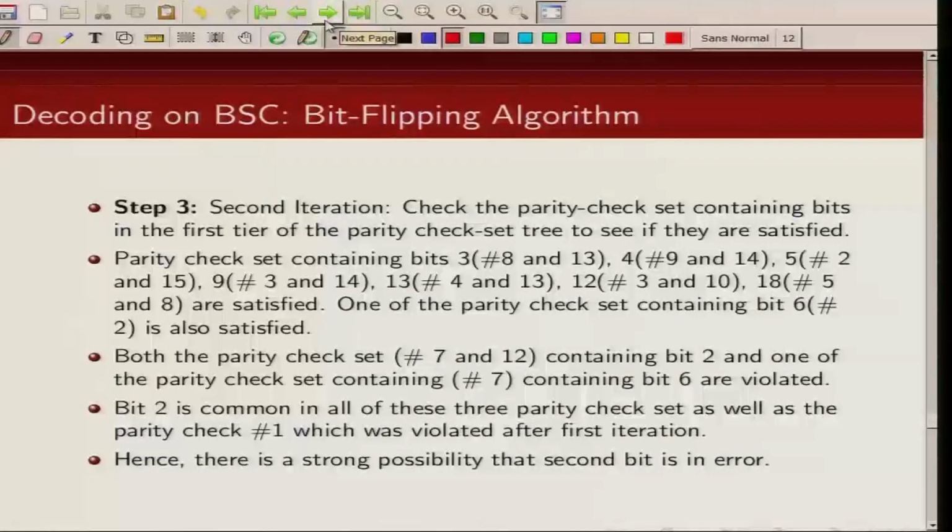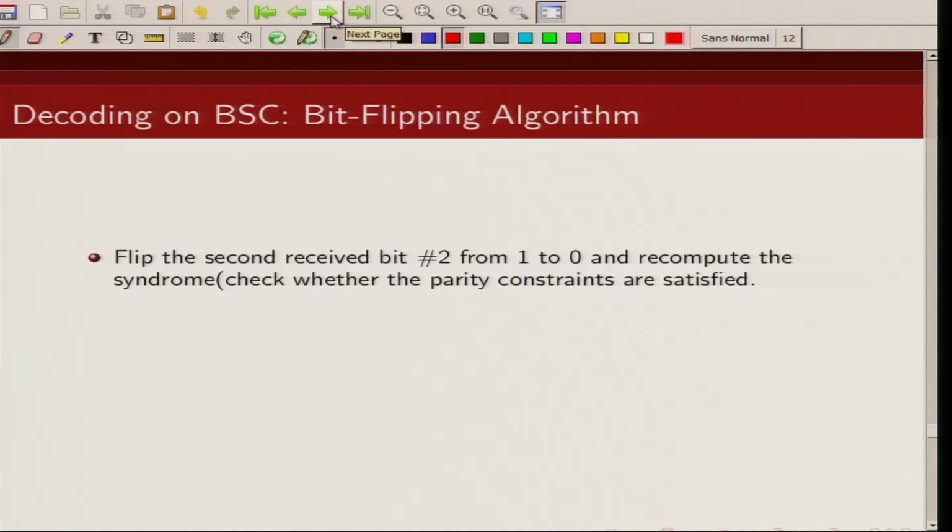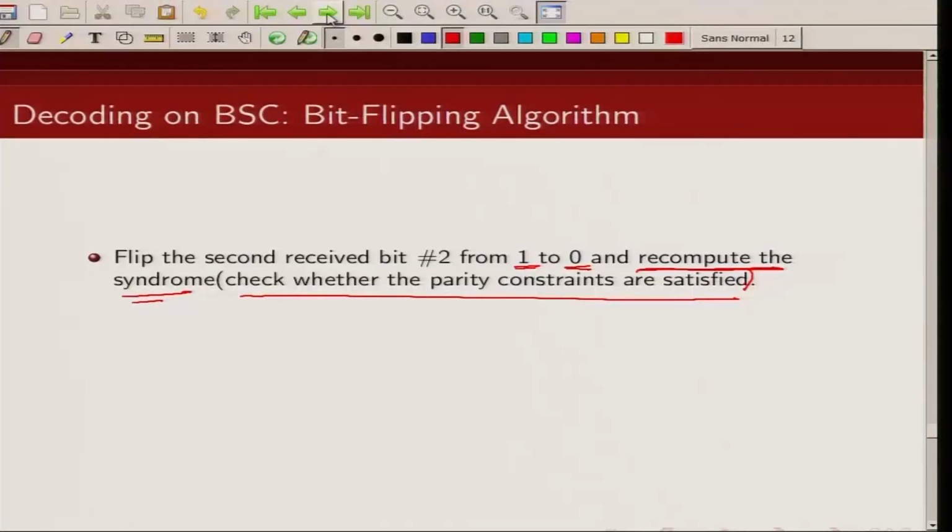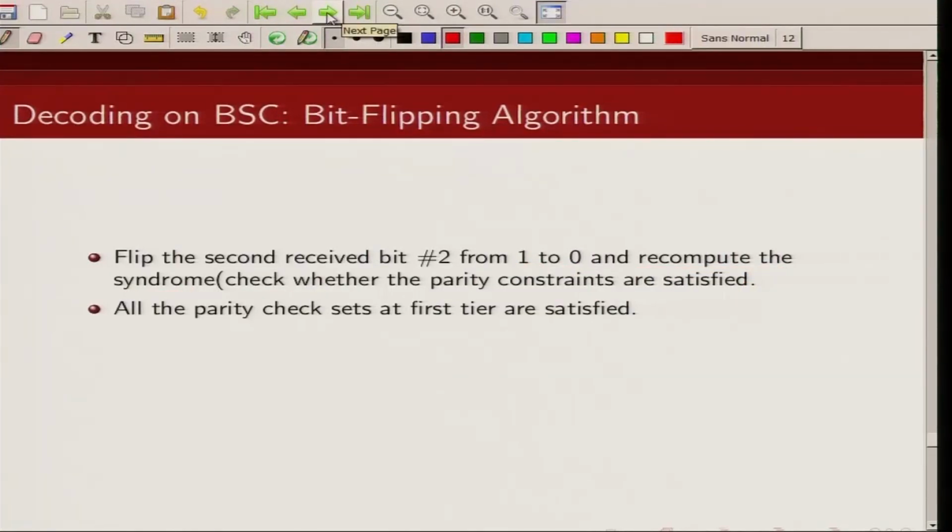So what we do is we think that the second bit is an error and we are going to flip the second bit. We flip it from 1 to 0 and we recompute all the syndromes. And now we notice that the parity check constraints are satisfied, because the second bit was an error. After we have flipped it, all the parity check sets involving bit 2 are now getting satisfied, and hence we are able to correct all errors.